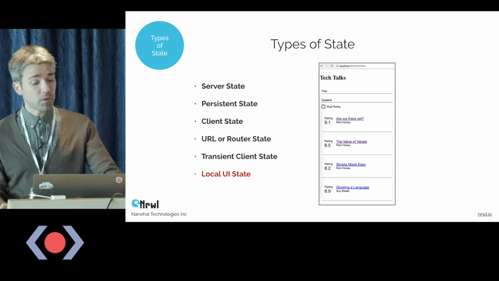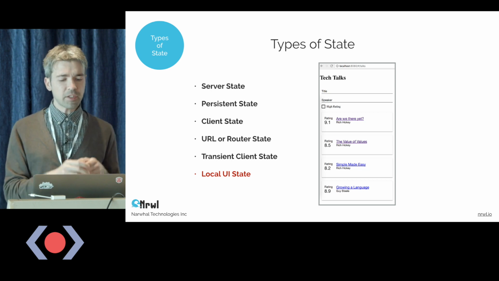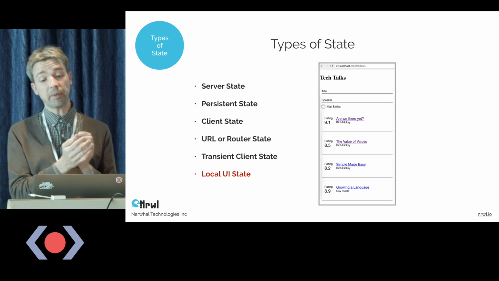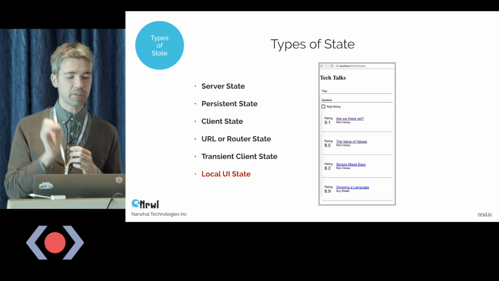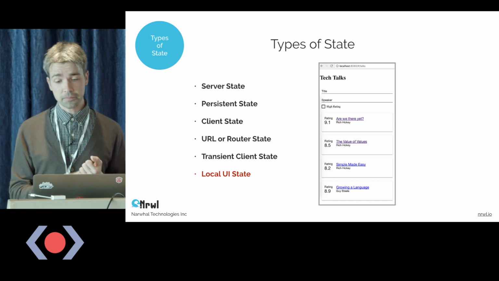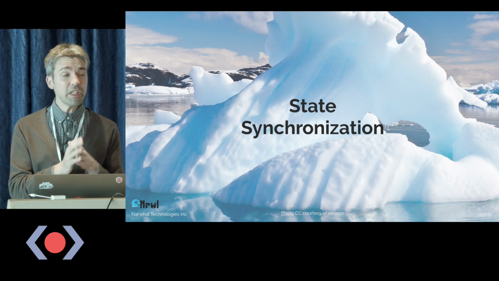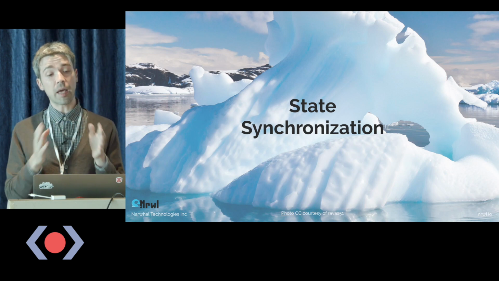And finally, you have local UI state. So individual components or directives can have some local state governing small aspects of their behavior. So what should the color of the button be? Scrolling position, stuff like that. Usually it's derived from other types of state, but it doesn't have to be. So pretty much any app you deal with on the web has those 6 types of state.